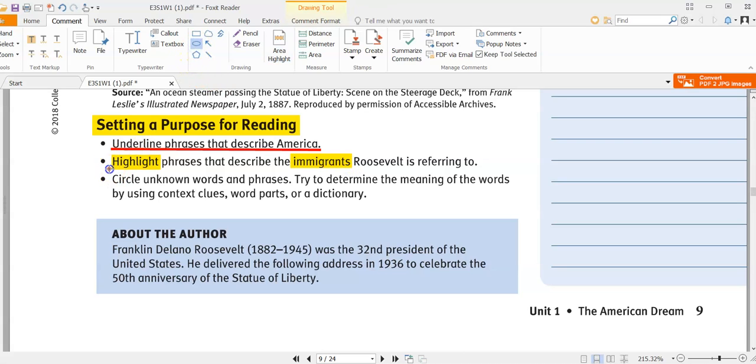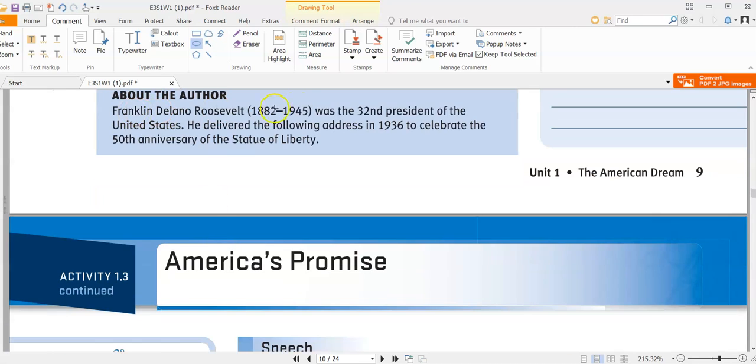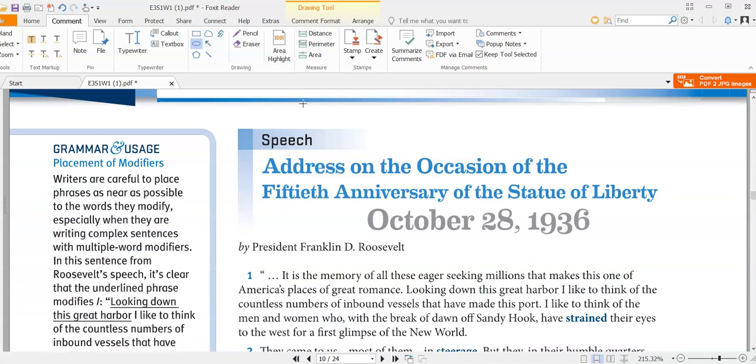Try to determine the meaning of the words by using context clues, word parts, or a dictionary. So it gives us a little bit about the author, Franklin Delano Roosevelt, who was the 32nd President of the United States, and he was delivering this address to celebrate the 50th anniversary of the Statue of Liberty.